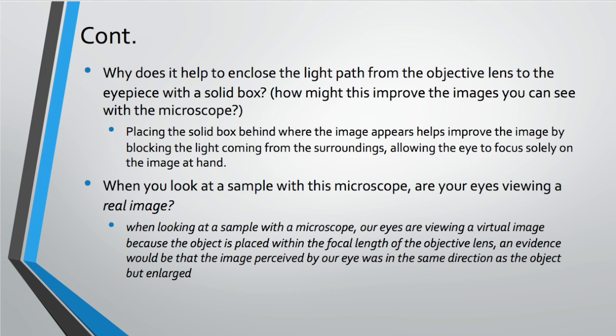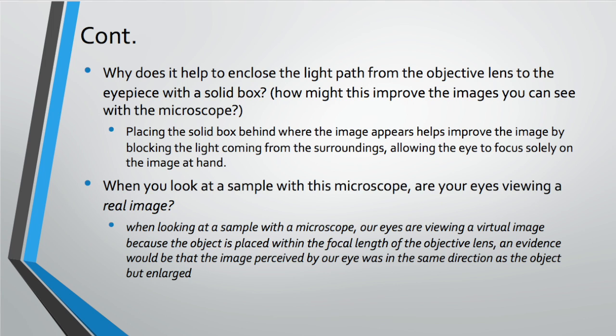It helps to enclose the light path from the objective lens to the eyepiece with a solid box, because it blocks out a lot of the natural light coming in from the surroundings, which allows the lights to appear more intense and much more clear to the person looking at them.